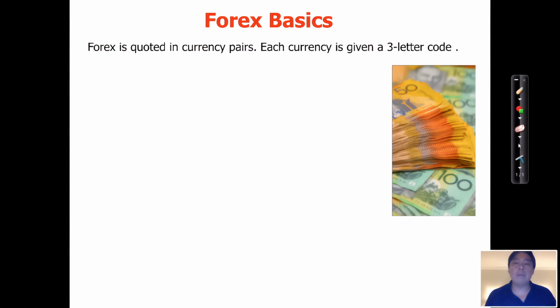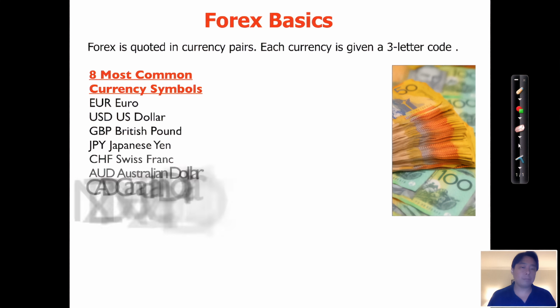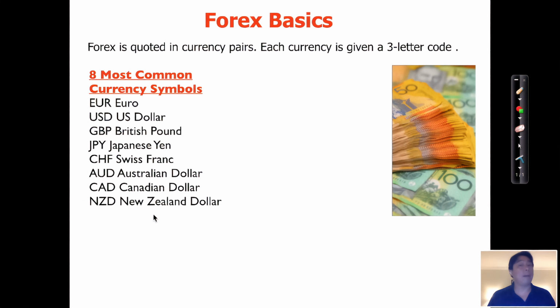And each currency is given a 3-letter code. This is something that you have to memorize. EUR is the euro, USD is the US dollar, GBP is the Great British Pound, JPY is the Japanese yen, CHF is the Swiss franc, AUD the Australian dollar, CAD the Canadian dollar, and NZD the New Zealand dollar. These are the 8 most common currency symbols that we will be trading. We won't be trading Zimbabwe dollars or Singapore dollars. That's too exotic.